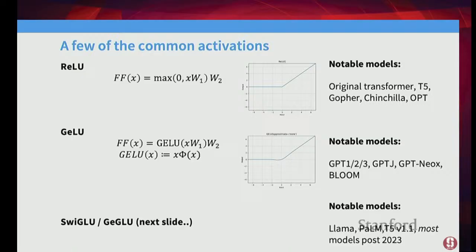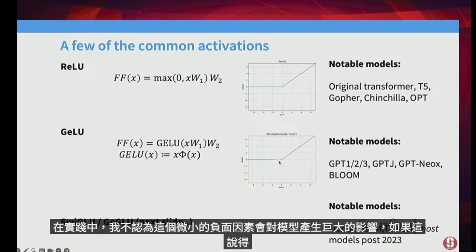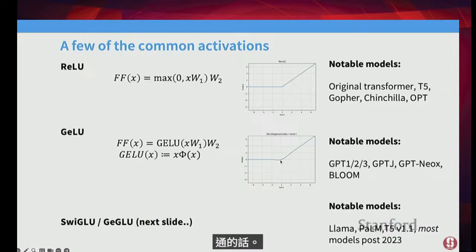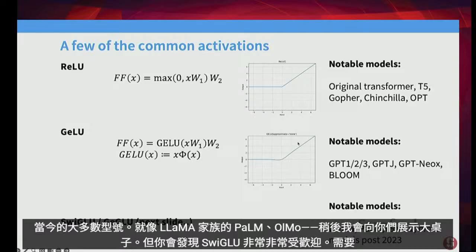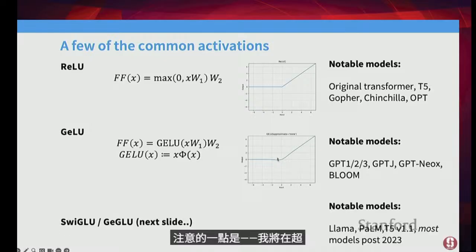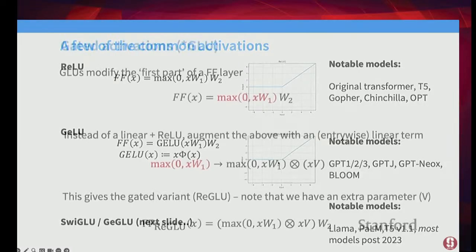I think intuitively you could have argued that this would be a problem. You might trap a bunch of activations at zeros. But in practice, if you look at neural network optimization dynamics, what's actually happening is often you're throwing very high learning rates with momentum into the optimizer. And so you're not really going to converge to this 0 point. These activations are going to be all over the place. So in practice, I don't think this little tiny negative piece is really an effect that's going to be huge for the model, if that makes sense.